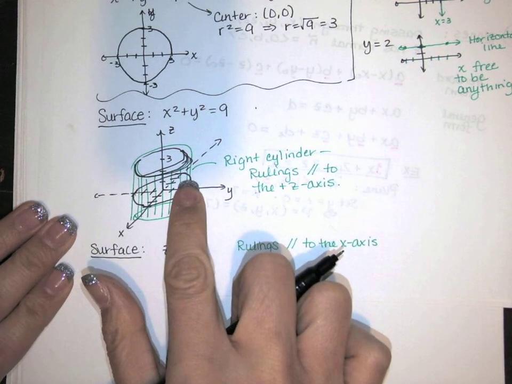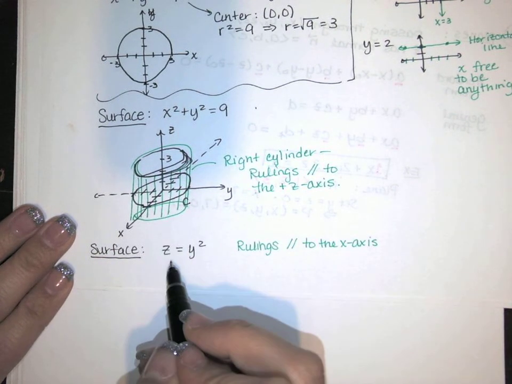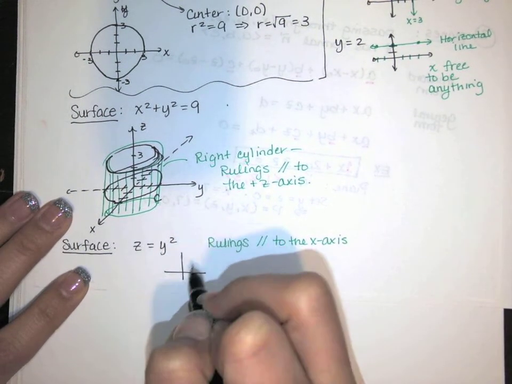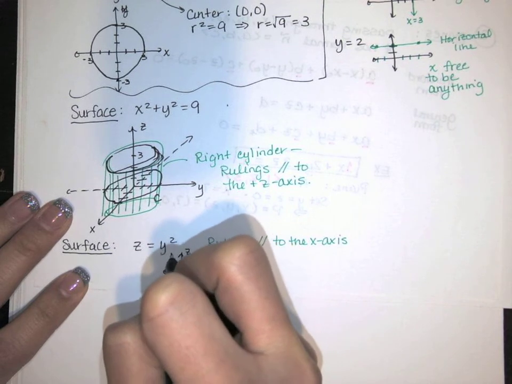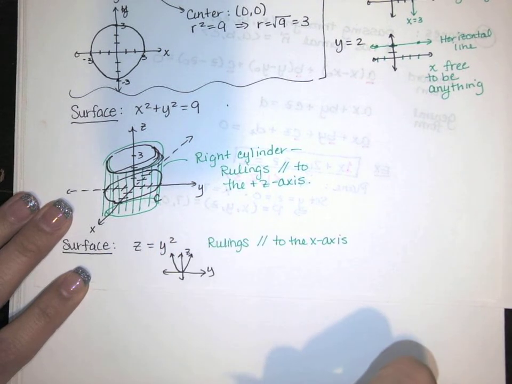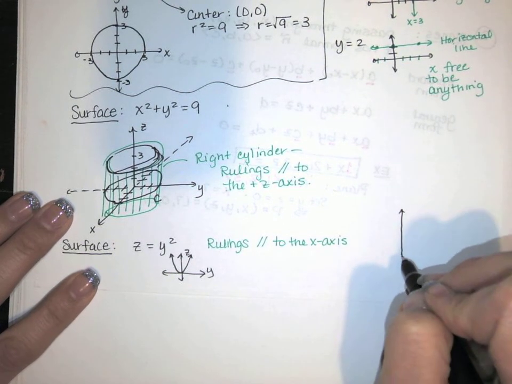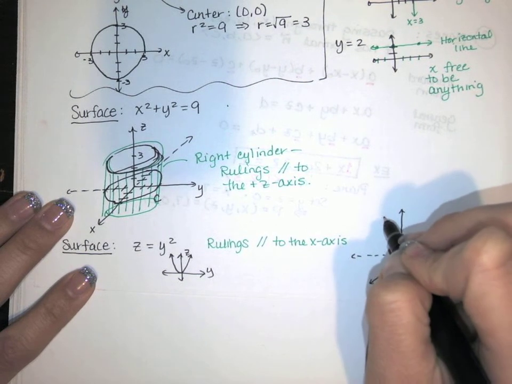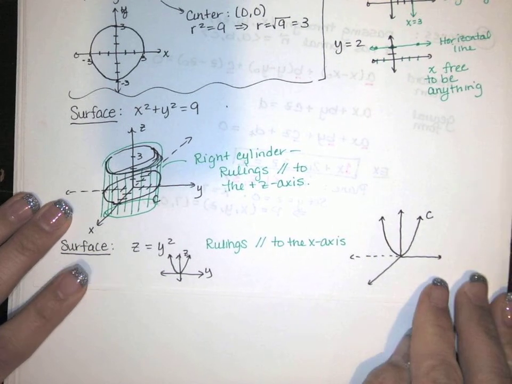Here, x squared plus y squared was 9, and z was free to be anything, and so we got this cylinder. Here, z is equal to y squared. So in the yz plane, here's z, here's y. I just see that familiar parabola from college algebra or pre-calculus. But remember, x is free to be anything. So z equals y squared in the yz plane, that's our generating curve C.